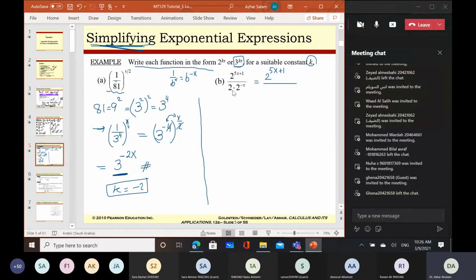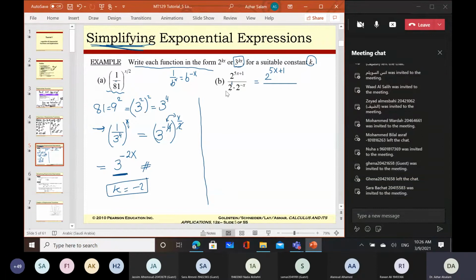And here, I have multiplication of the same base. This 2 is to the power 1. It doesn't have any exponent, so it's to the power 1. So I can write it with the same base, to the power 1 minus x. Why 1 minus x? I have here a multiplication, so I take the same base and I add the exponents. 1 plus minus x, which is 1 minus x.